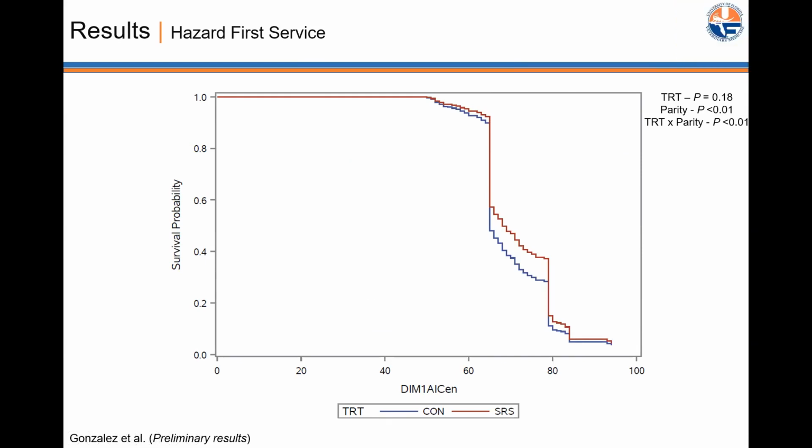A sharp drop, and if everybody received timed AI, they should all be bred within a 14-day window, because you have enrollments every other week, and a 14-day window for first service. So it should be 14 days, except for those that they miss or get lost in the pens or whatever happens. Correct. Thank you. I'm going to check that. Thank you very much.